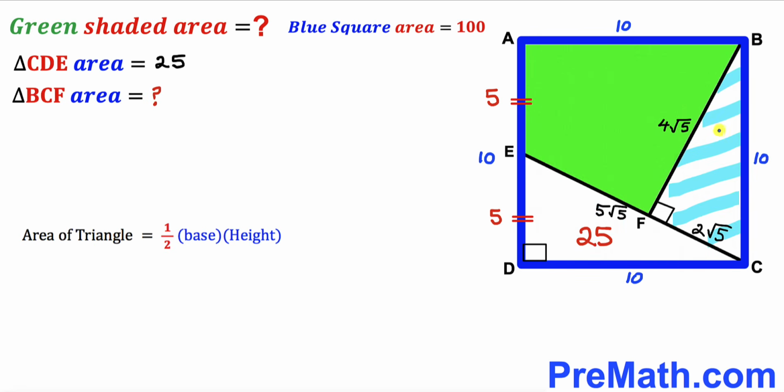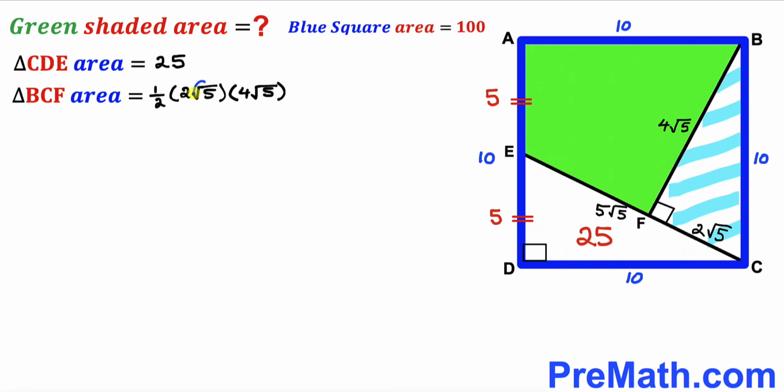And now we are going to calculate the area of this other right triangle BCF. And we will be using the very same area of a triangle formula once again. And in our case, the base of this triangle is 2 times square root of 5, whereas the height is 4 times square root of 5. Let's go ahead and fill in the blanks. So a half times our base is 2 times the square root of 5 times our height is 4 times the square root of 5.